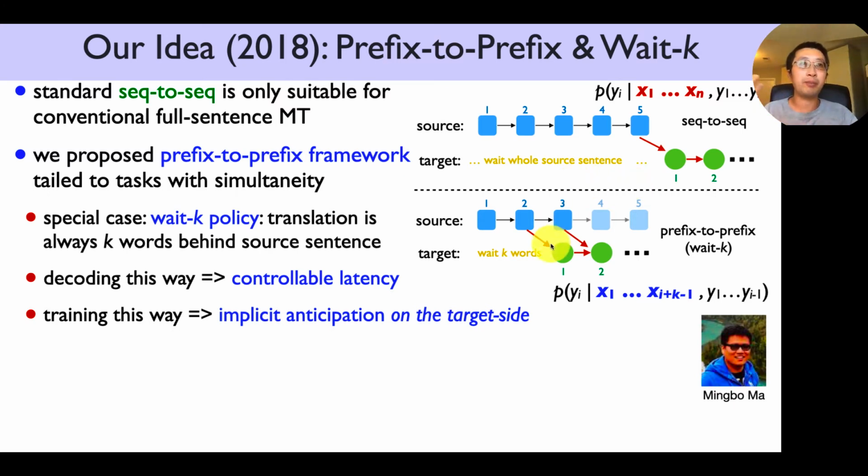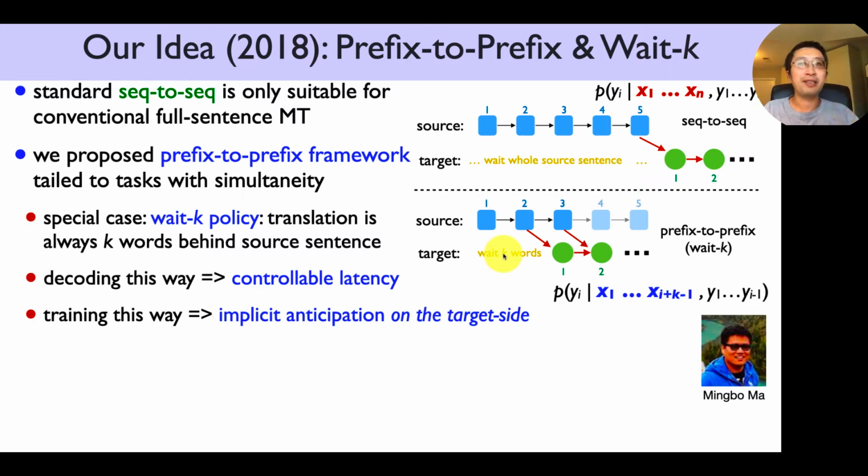And wait-k is a special case of prefix-to-prefix. In general, prefix-to-prefix is not just i plus k, it can be any monotonic non-decreasing function. But for this talk, we just demonstrate wait-k, right? So if you decode this way, you would easily get a controllable latency, because if you want k to be larger, you can have larger latency. If you want a faster policy, you can just set k to be smaller, right?